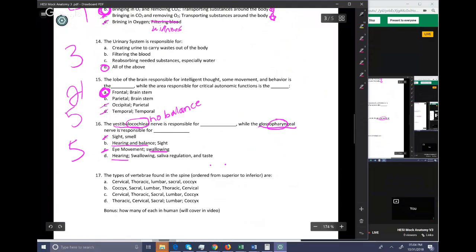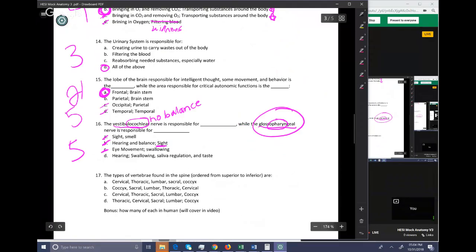So you would want something like swallowing. In this case, they listed everything that this nerve does, which is swallowing, saliva regulation, and taste. The way that you know that it's appropriate to have all of that listed out and the way that you know you don't want to have balance listed here is all the answers that have alternatives to that are wrong. So B has hearing and balance, which you might think is what the vestibulocochlear does, but sight definitely doesn't sound like what the throat does. So that takes B out.